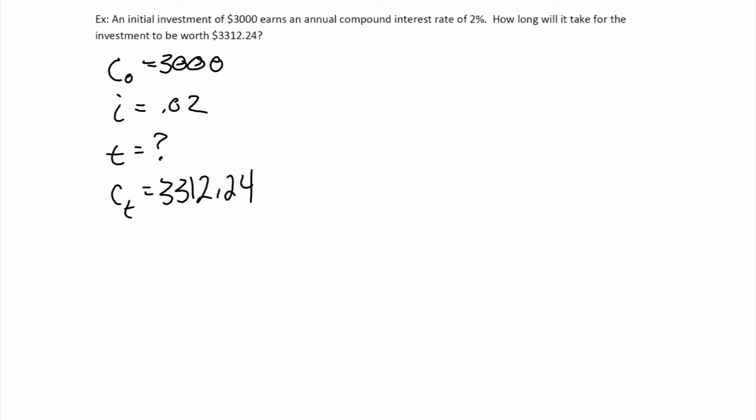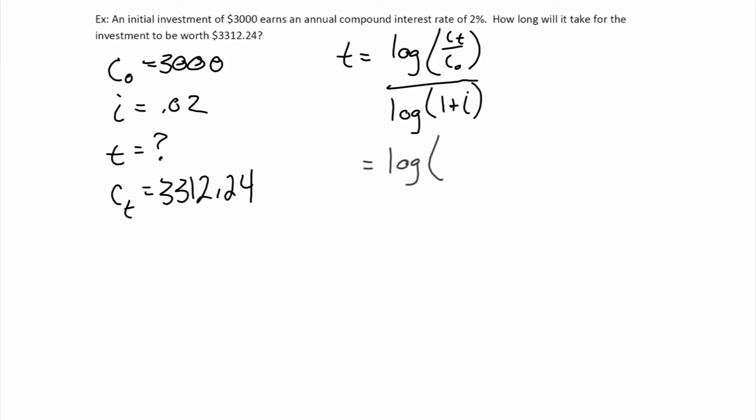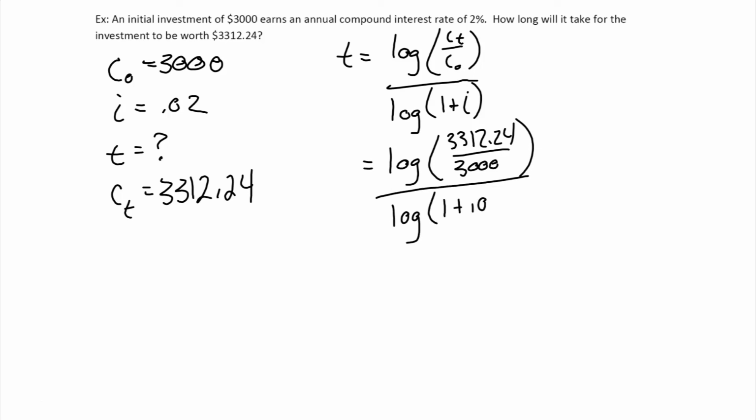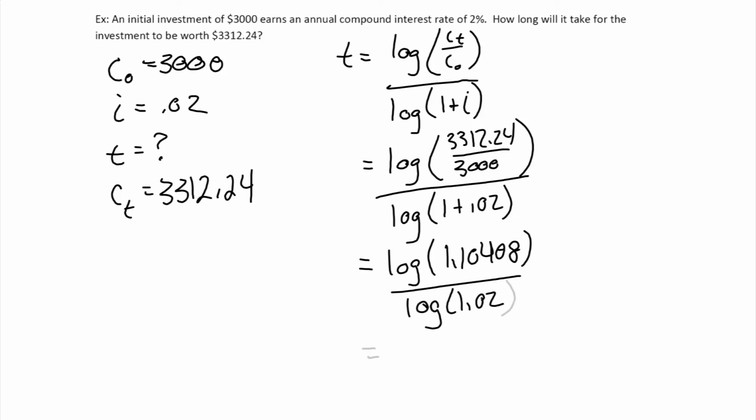3312.24? Using the formula that we've been given, t is equal to the log of the final value divided by the initial value, the result of that divided by the log of 1 plus i. So the log of the final value, 3312.24, divided by the initial value of 3000, all of that divided by the log of 1 plus 0.02, which is the log of 1.10408, divided by the log of 1.02, which, when you work it out, 0.0430 divided by 0.0086, which is equal to 5. So the investment will take 5 years.